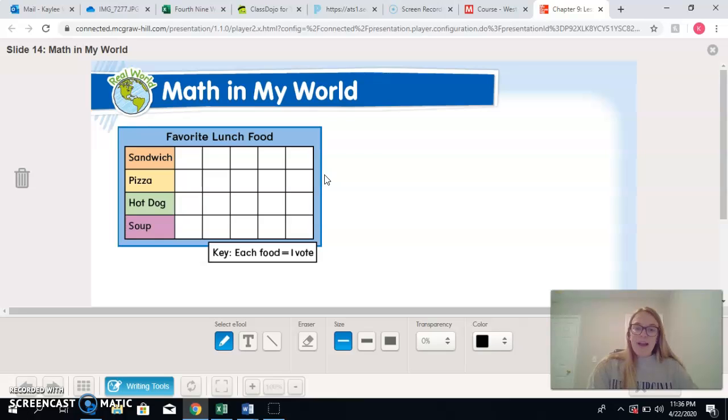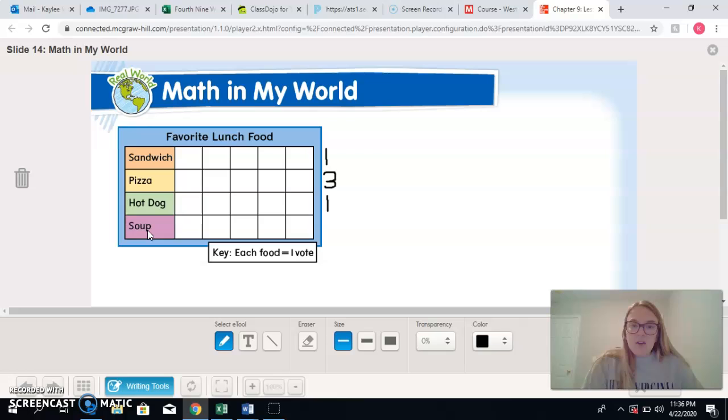Of the 5 people I asked, there were 3 people who said pizza was their favorite lunch food. There was 1 person who said a hot dog was their favorite lunch food. And then 1 other person said that a sandwich was their favorite lunch food. I actually didn't have anybody that said soup was their favorite lunch food.